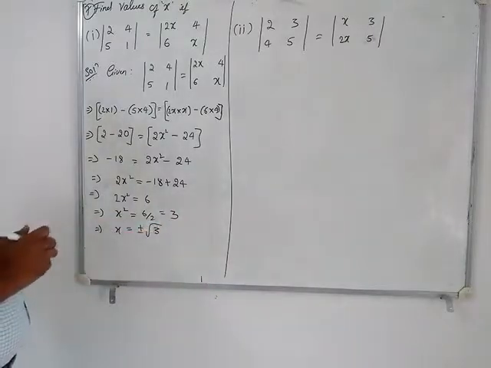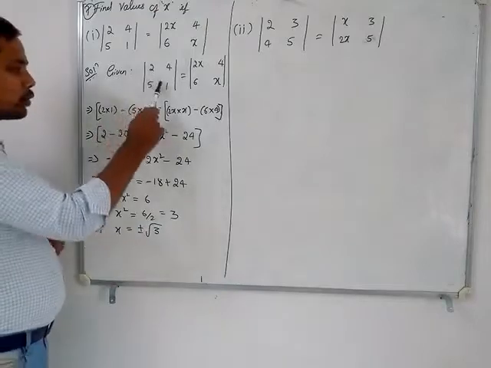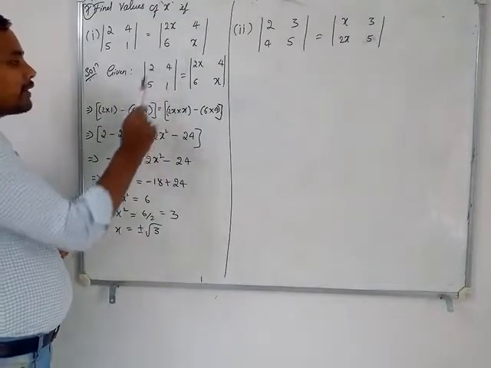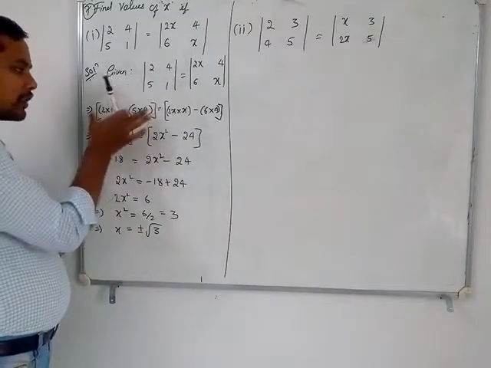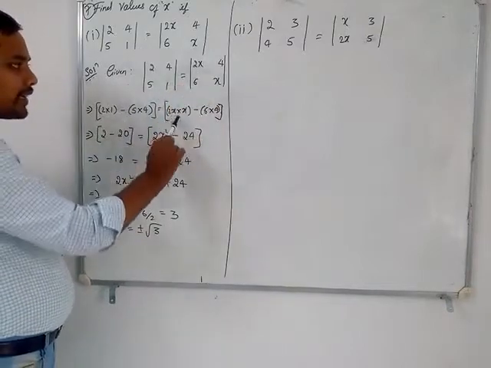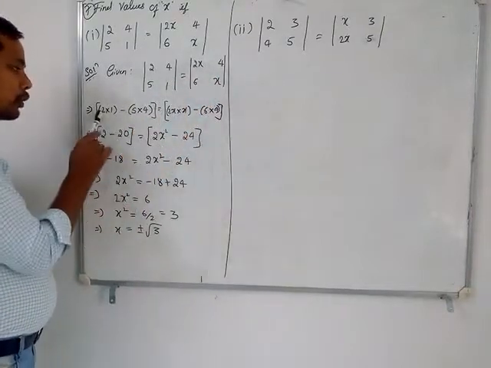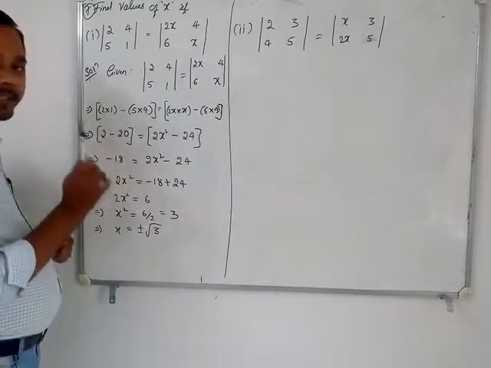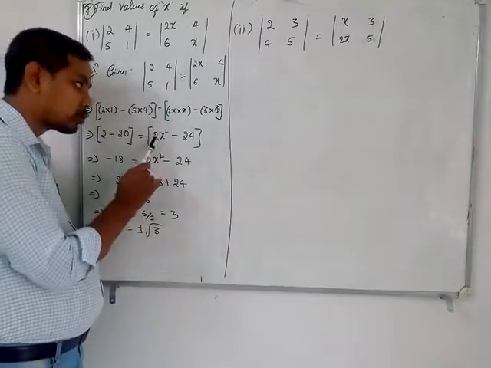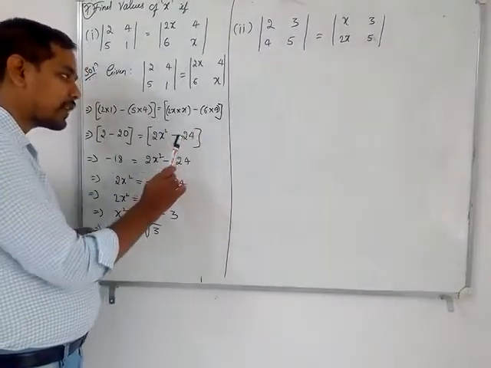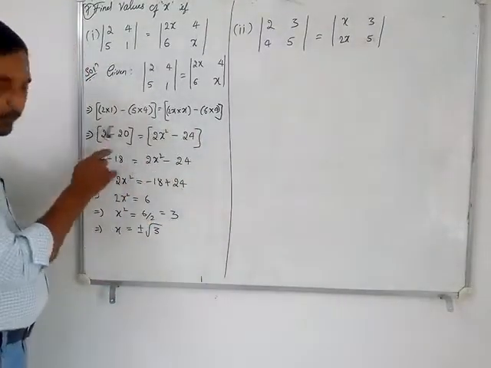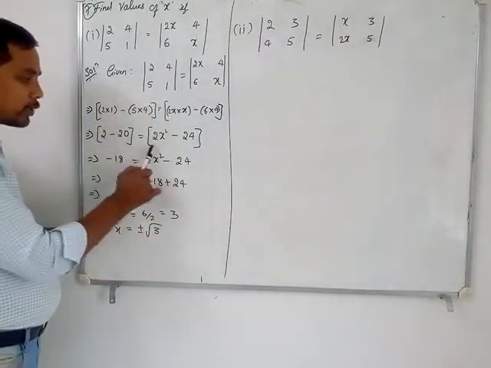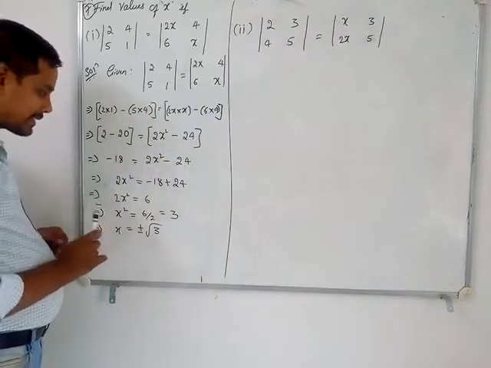Is that clear? So once again I repeat, 2 into 1 minus 5 into 4. This was about this determinant, equals 2x into x minus 6 into 4. 2 into 1 is 2, 5 into 4 is 20, minus as it is. 2x into x is 2x square minus 6 into 4 is minus 24. 2 minus 20 is minus 18. 2x square minus 24 is as it is, I have written.